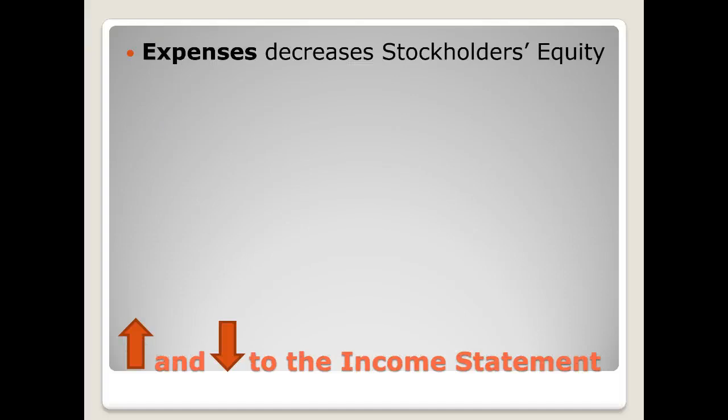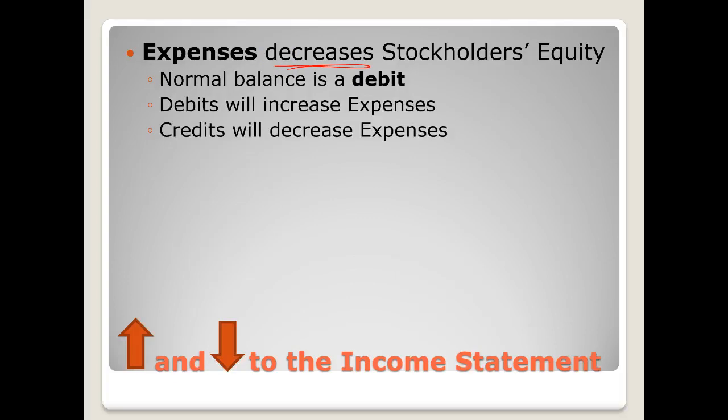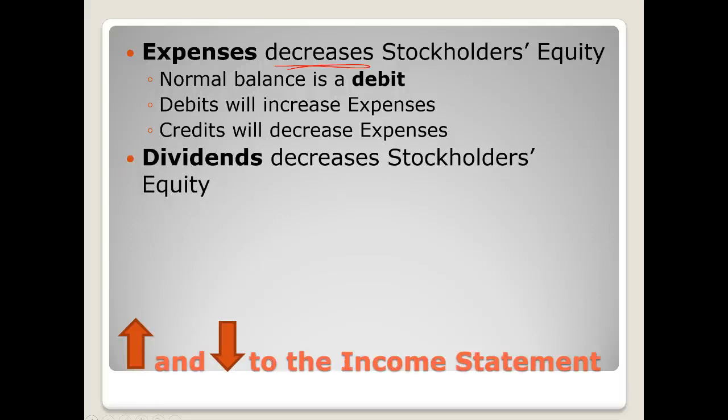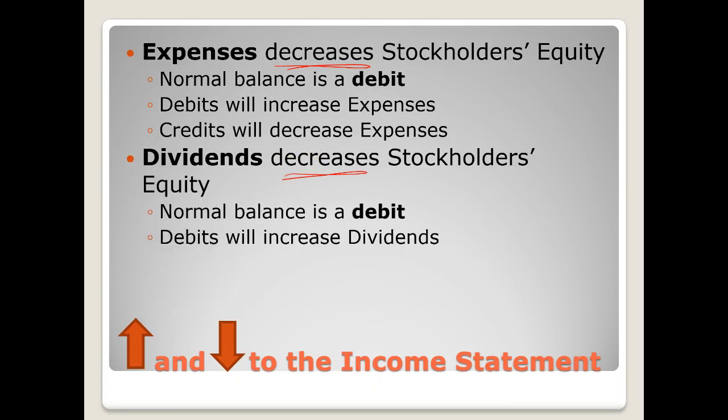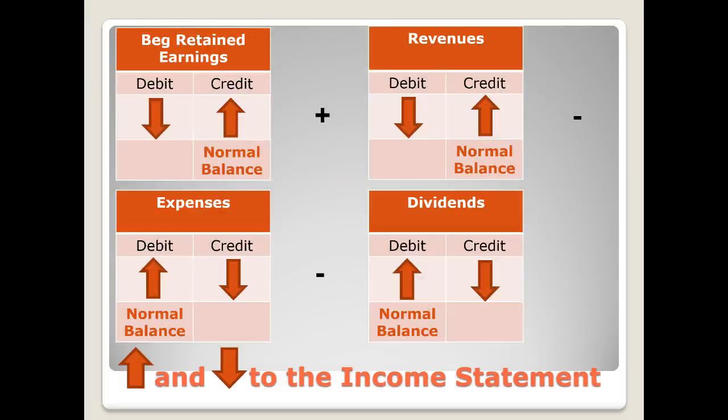But expenses decrease stockholders' equity. Their normal balance is a debit. Debits will increase expenses, and credits will decrease expenses. That's how we record those. Dividends also are decreases to stockholders' equity. Their normal balance is a debit. Debits will increase dividends. Credits will decrease dividends. So here's how we do it.